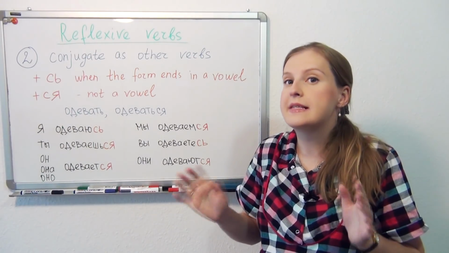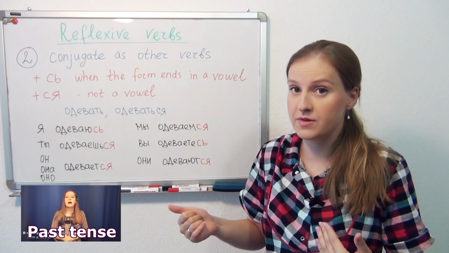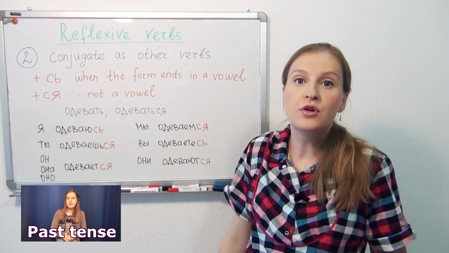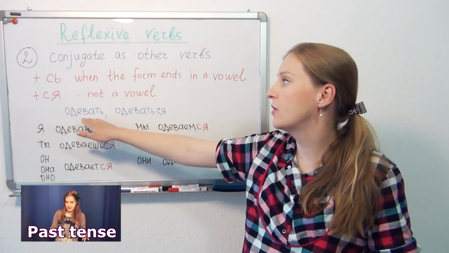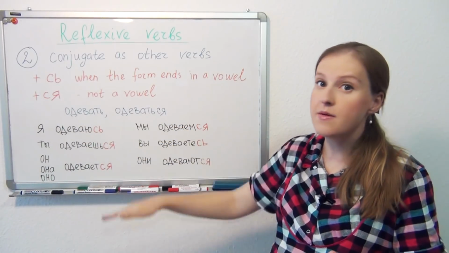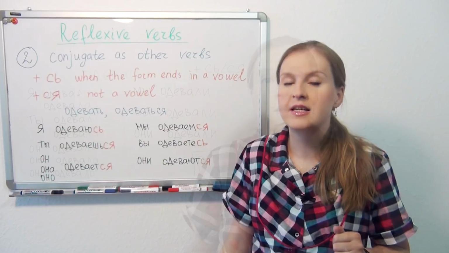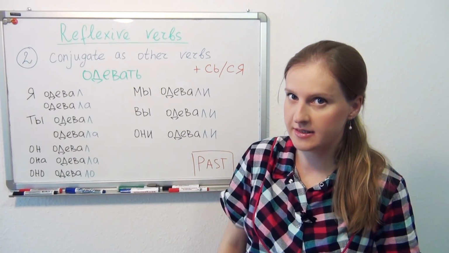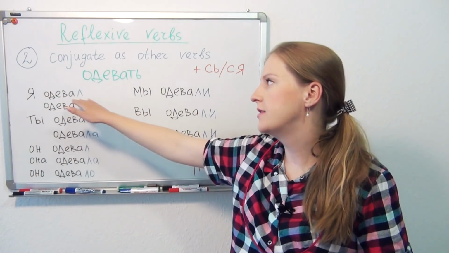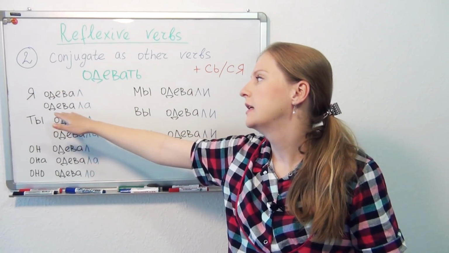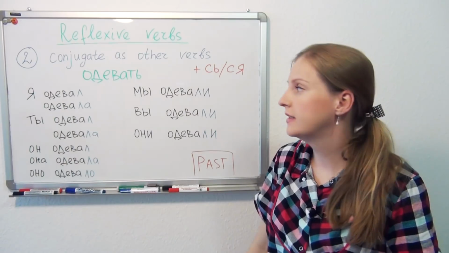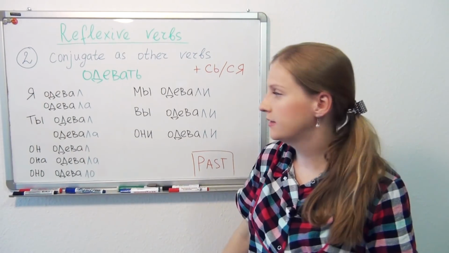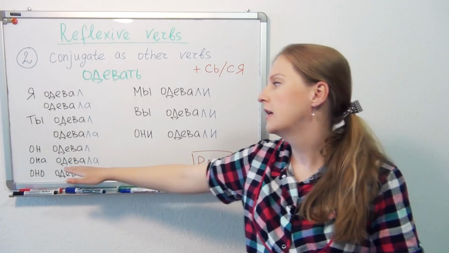Now let's take a look, for example, at the past tense forms. And once again practice adding сь or ся. First, try to do it yourself. Conjugate these verbs одевать, одеваться in the past, and then we'll check. First of all, let's take a look at the past forms of the verb одевать. It's not reflexive. To dress somebody. Я одевал, if you are a male. Я одевала, if you are a female. Ты одевал, male. Ты одевала, female. Он одевал. Она одевала.